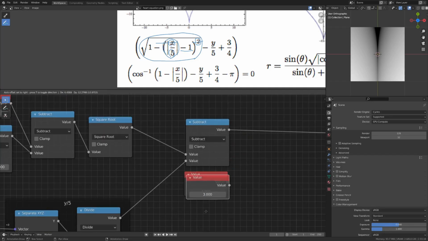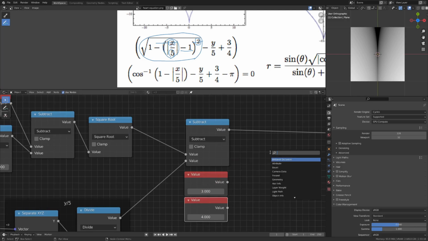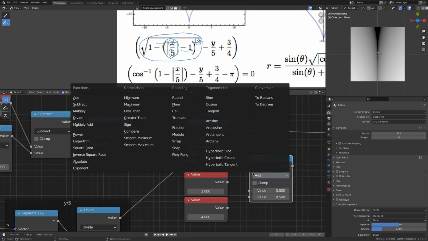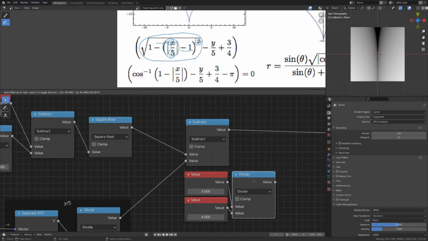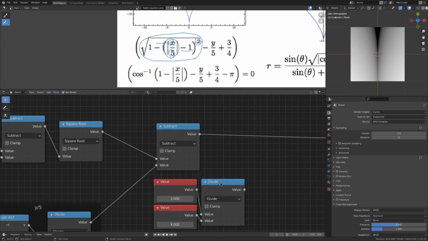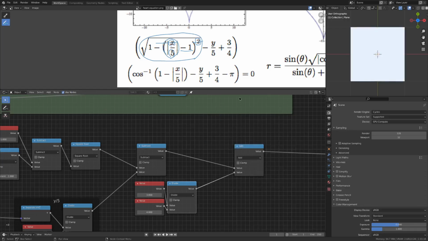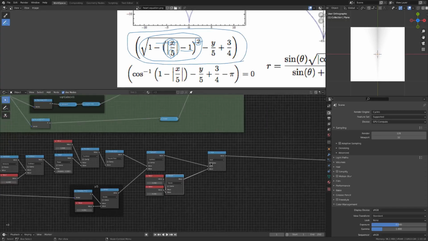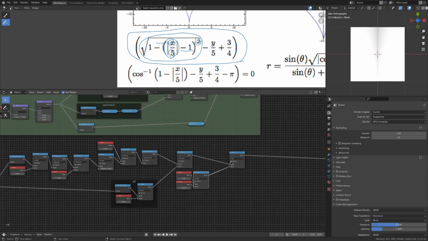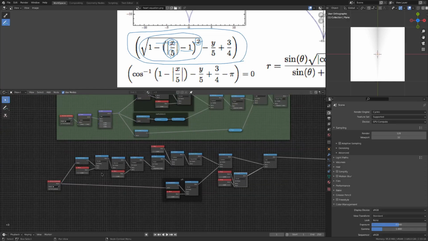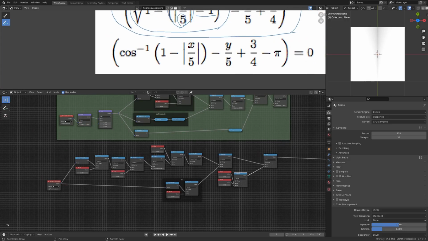Value 3 over 4 now. And I'm going to math divide 3 over 4, and math add node like this. Oh yeah, we just made this part. This big one, we just made this big one. Oh yeah, that's going to be really tough, but let's keep going. We can do it. All right.